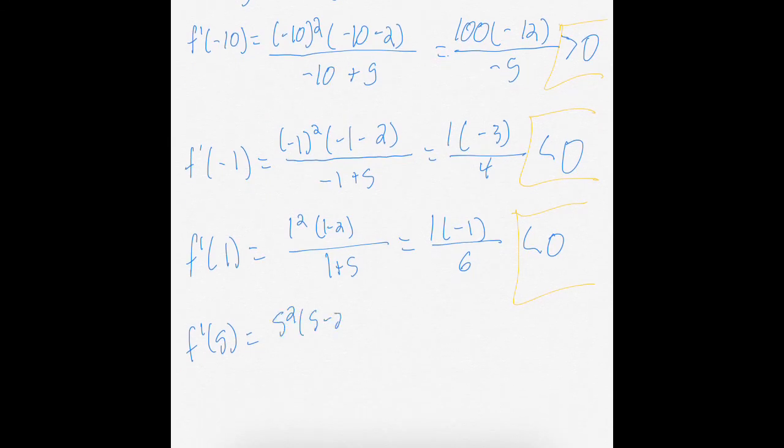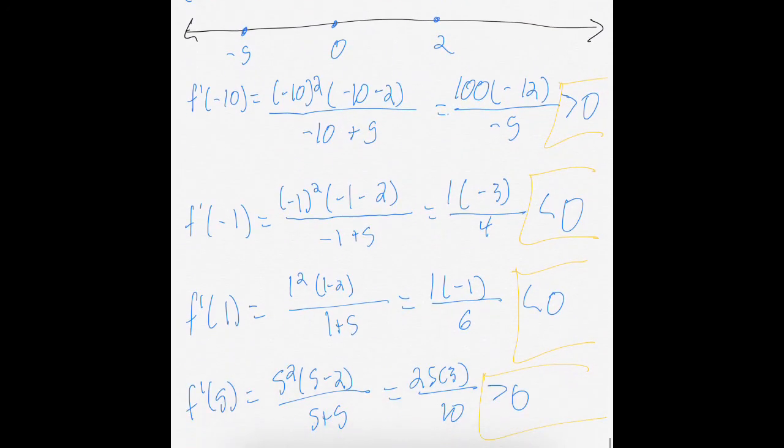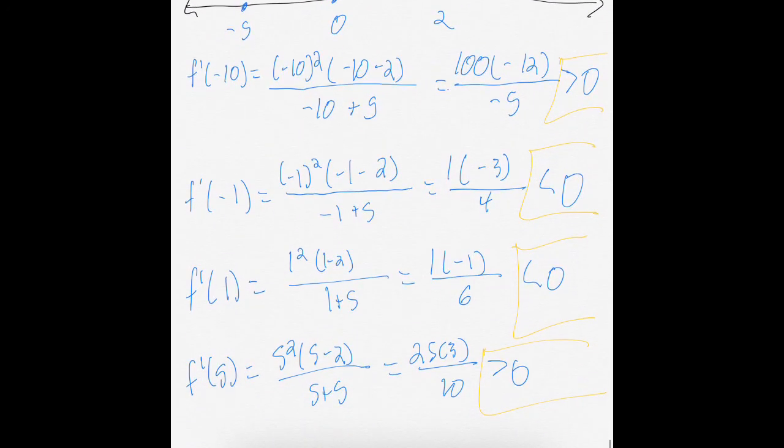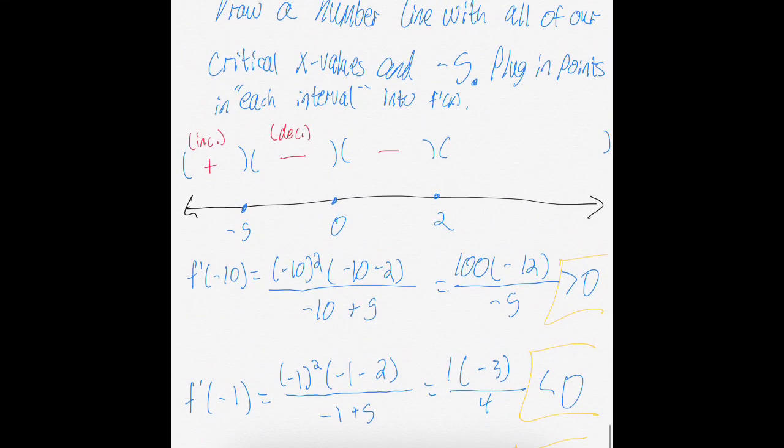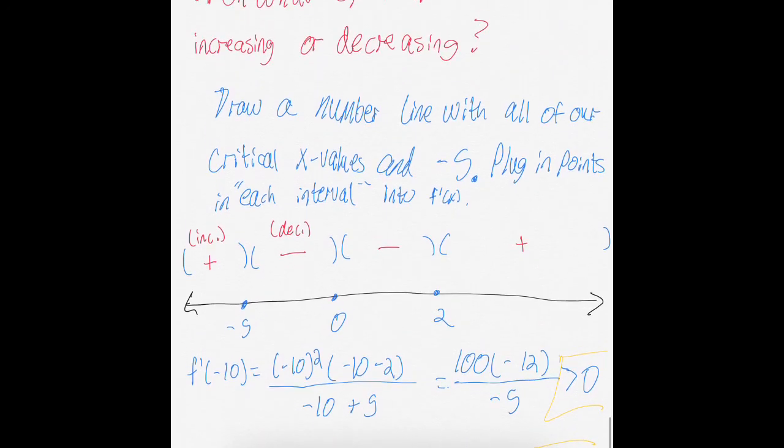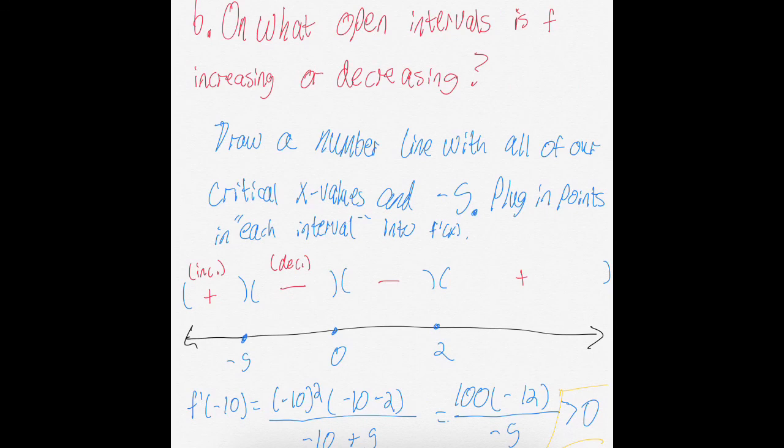And finally, let's plug in 5 for this last one. F prime of 5. I just need something bigger than 2. 5 squared, 5 minus 2, over 5 plus 5. And that's going to be 25 times 3 over 10, and that is going to be greater than 0. It kind of looks like I wrote a 6 there, but that's true anyways.